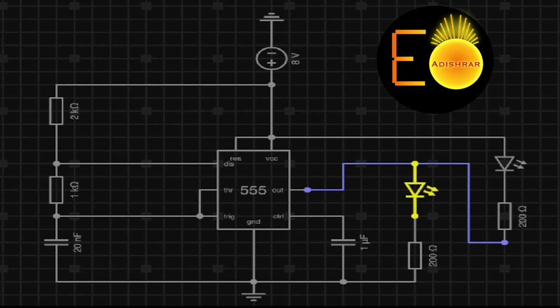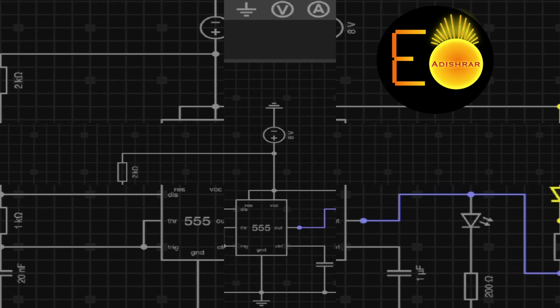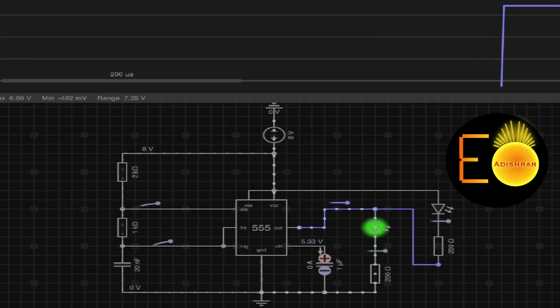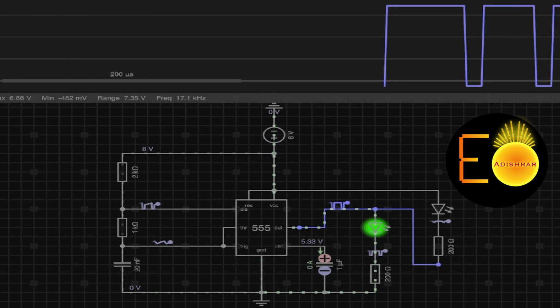And one more thing, here I have connected two LEDs. This LED is connected directly to this output, so when the output is in the on state, this LED will glow, and when the output is in the off state, this other LED will glow. As I have explained that the on state is longer than the off state, this LED is going to glow a longer time compared to the other LED. So let's start the animation. As you can see, this is the on time, this is the off time.